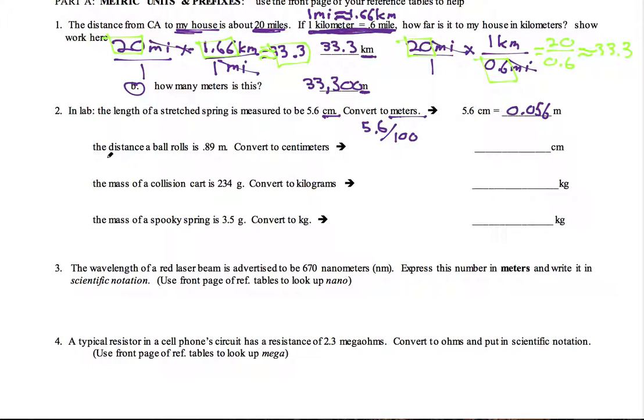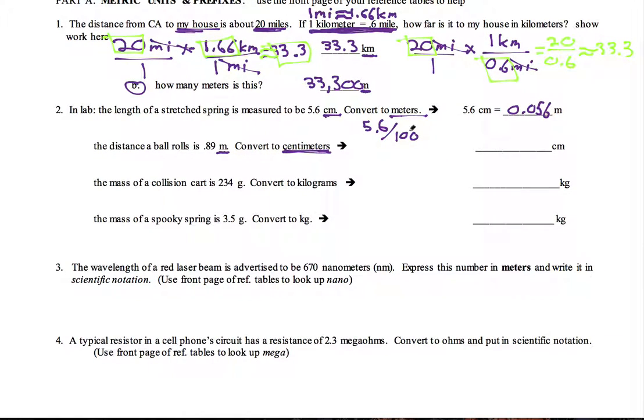All right, next one. The distance a ball rolls is 0.89 meters, big unit. Convert to centimeters, small unit. So now we're back to going from big to small, right? Centi, again, means 100. Let me highlight that for you. Centi is 100, and you'll find that on your reference tables. And so now all we need to do is take our 0.89 and multiply by 100, which gives me an answer of 89 centimeters, right?